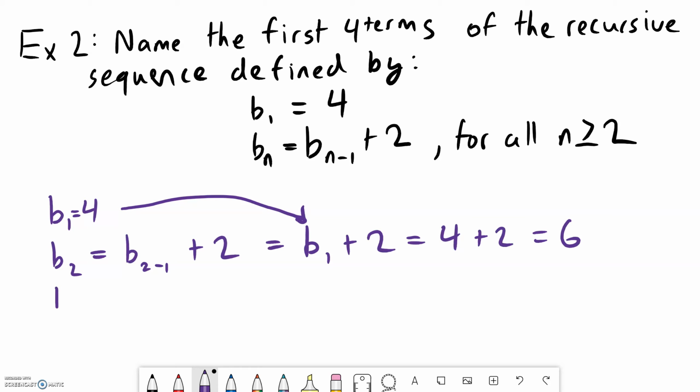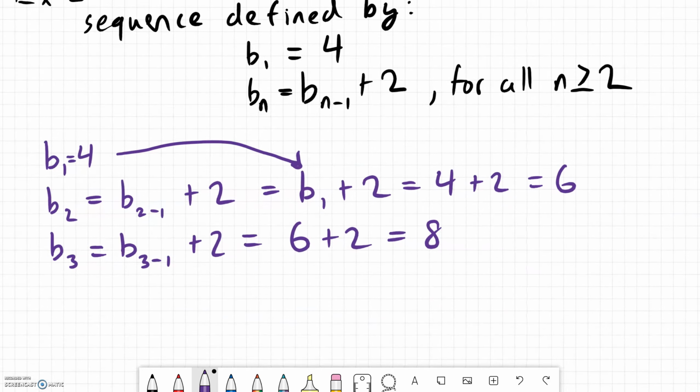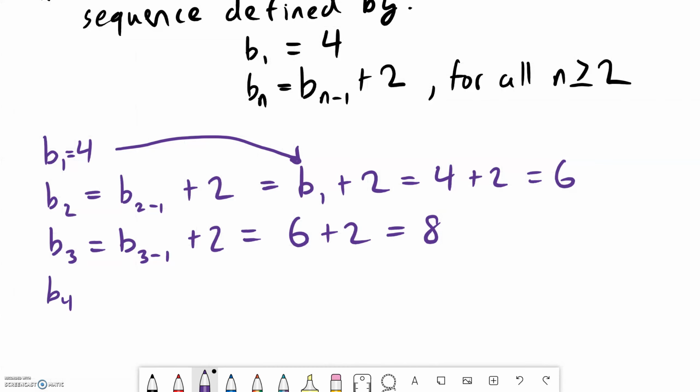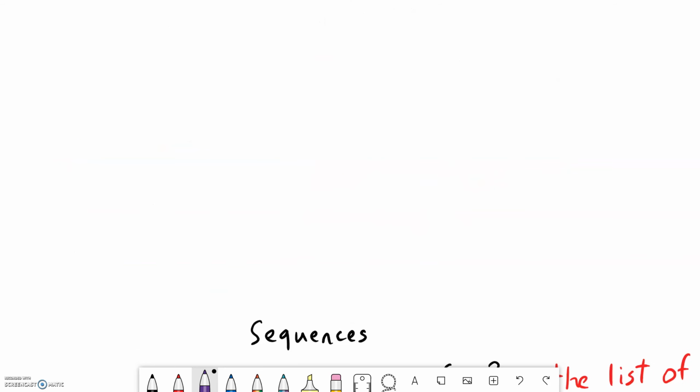And then we do that same process. b3 is equal to b sub 3 minus 1 plus 2, and we found out that was 6 plus 2, which is equal to 8, right? And then the final term, the fourth term, equals b sub 4 minus 1 plus 2 equals 8 plus 2, right? And so forth. If I ever ask you to keep going, you know how to keep going.